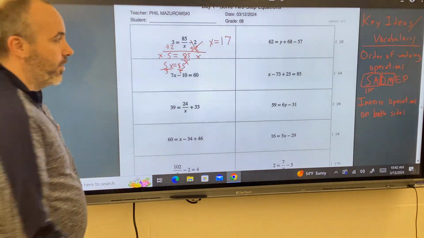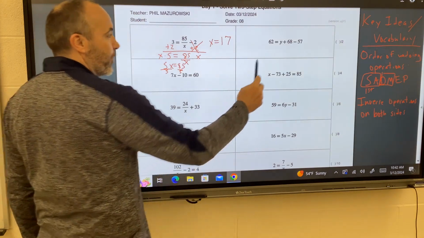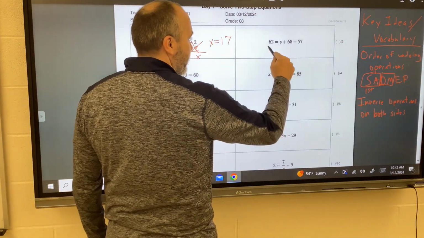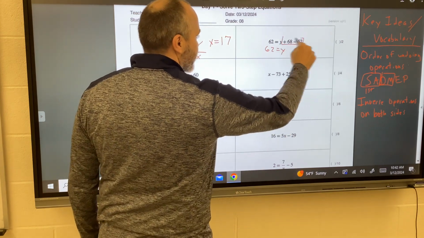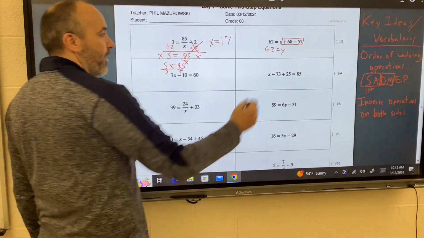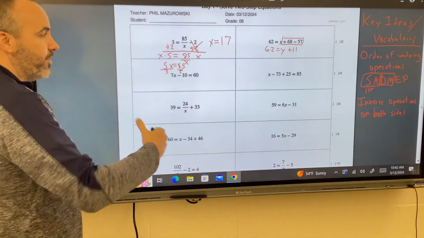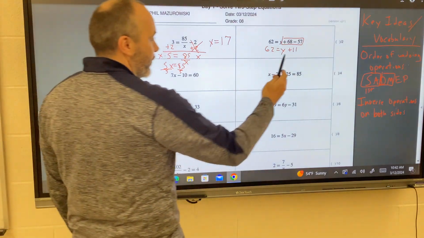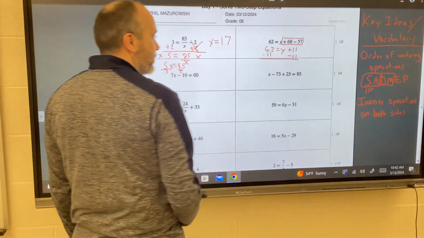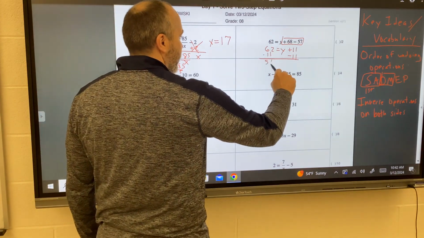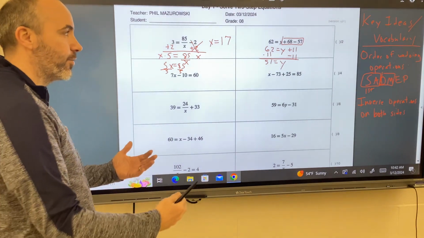And the next problem, before we start using the order of undoing operations, we've got to simplify first. It's going to make life a little bit easier. So we look at a positive 68 and a negative 57. That's a positive 11. So simplify before we start undoing the operations. And then all we need to do, the inverse of adding is subtracting. So 62 minus 11 is 51. And now we've got y all by itself, which is, I should have said earlier, the goal.